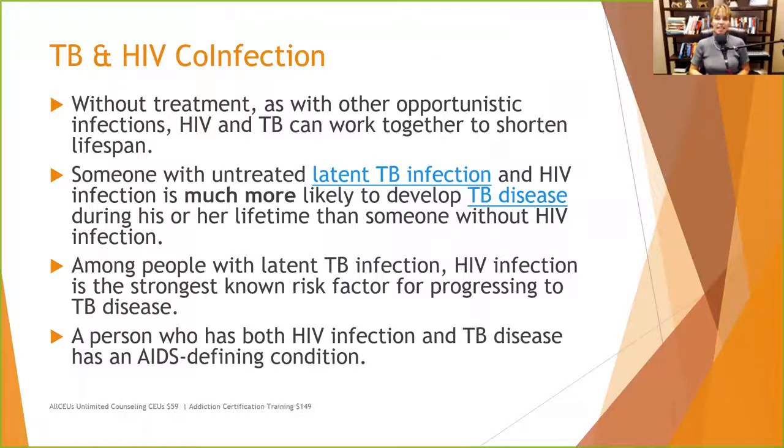So if you've got latent TB infection and you've got one of those other conditions that were listed, like diabetes or Crohn's disease or something, yes, it increases the risk of it becoming full-blown tuberculosis, but the greatest risk is if you have concurrent HIV infection. A person who has both HIV infection and TB disease has an AIDS-defining condition.